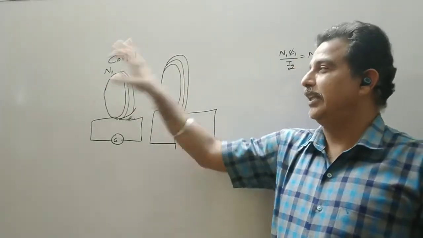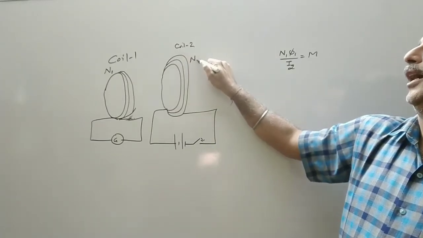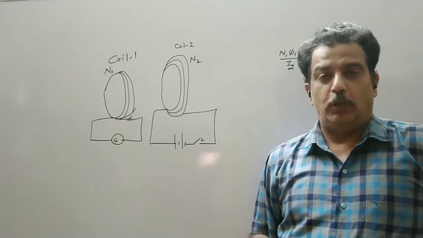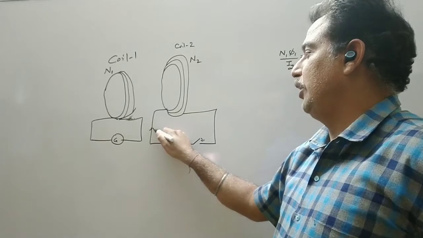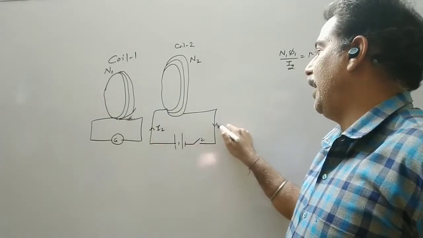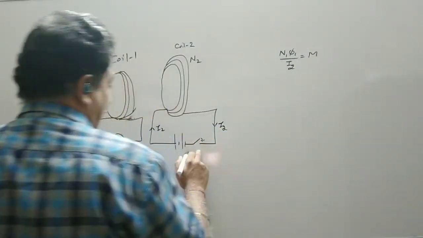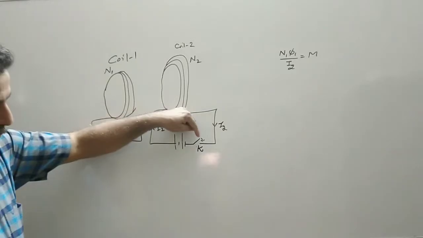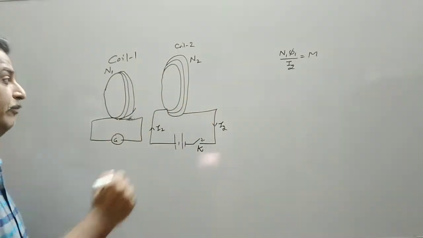So the flux linked with coil 1, and let us say this is coil 2, the number of turns is N2. So you have to continuously vary the current I2. Let the current flowing through this coil be I2. Now we vary this current by continuously tapping the key. As the key is pressed, the current increases from 0 to maximum value.